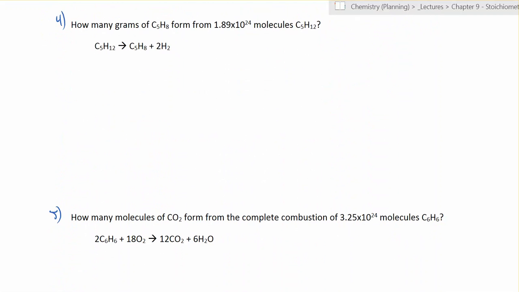In addition to volume problems, we can also solve for particle problems, where we're given the number of molecules, atoms, or formula units, and asked to solve for something else. In this case, in question 4, the question reads, how many grams of C5H8 form from 1.89 times 10 to the 24 molecules of C5H12? You notice it's the same equation as before.